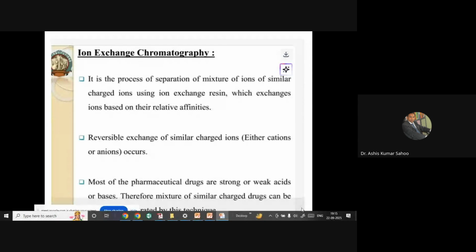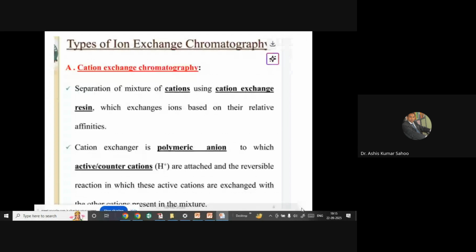Reversible action, similar charge ions, either cation or anion. Most of the pharmaceutical drugs are weak acids. Therefore, a mixture of similar charge drugs can be separated. Types of ion exchange: cation exchange chromatography. Separation of a mixture of cations using the cation exchange method.